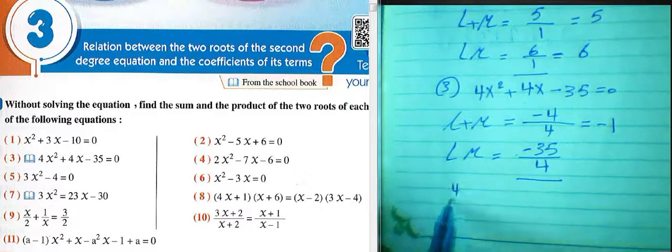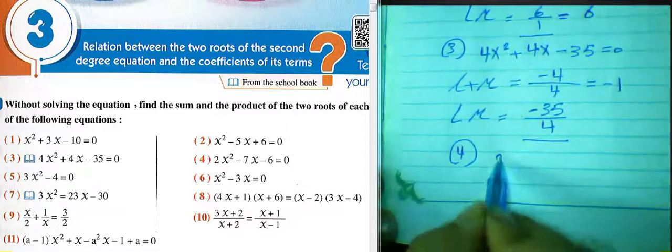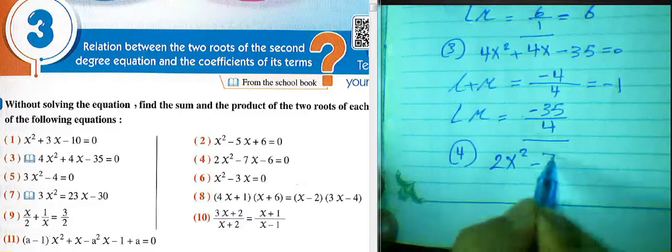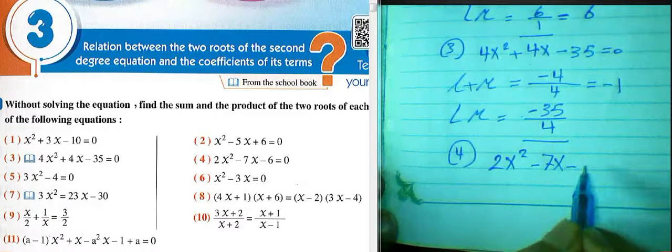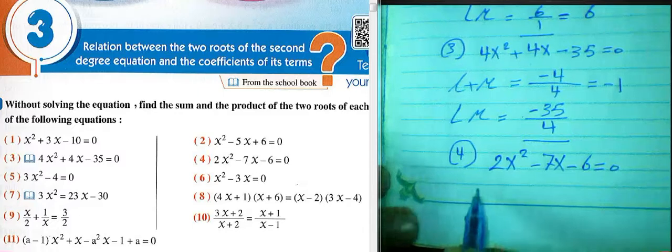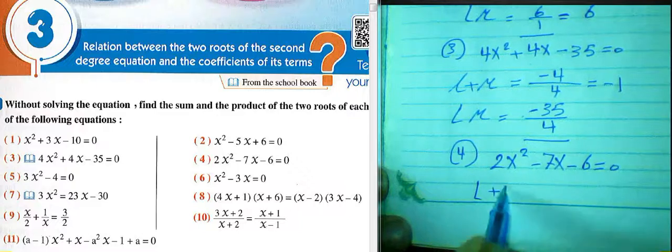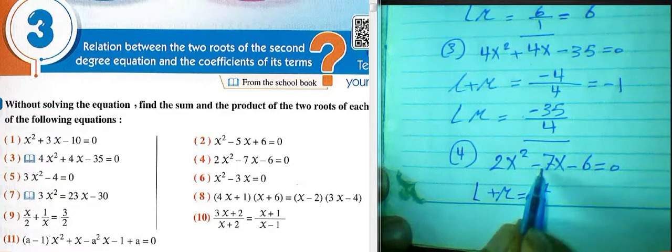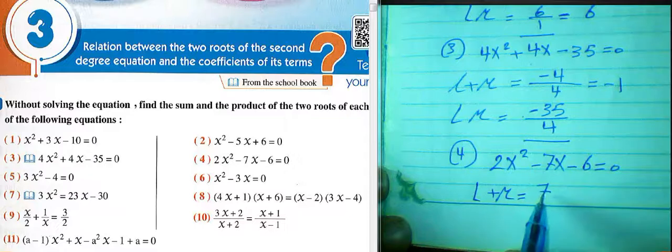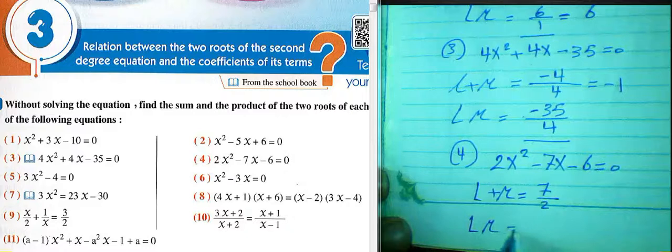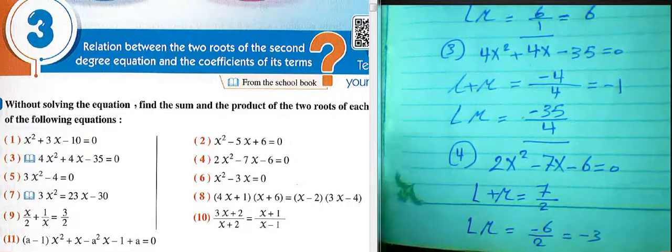Question number 4, 2x power 2 subtract 7x subtract 6 equal 0. We can find the sum and the product of the two roots. Okay, L and M are the two roots. L plus M equals 7, we will convert the sign here, negative 7 will be 7 over 2, and the product between L and M equals negative 6 over 2 equals negative 3.